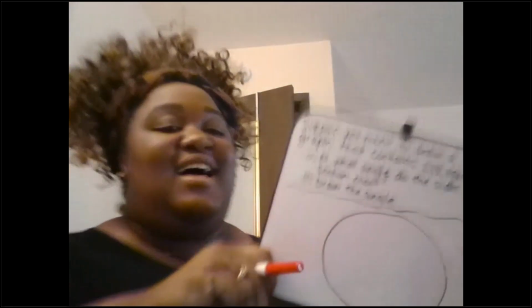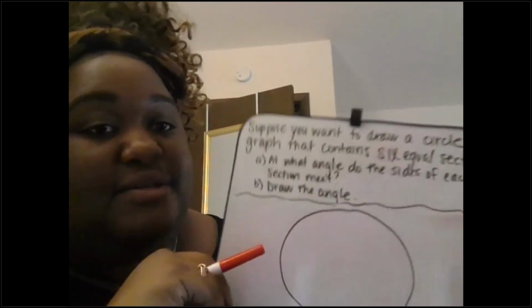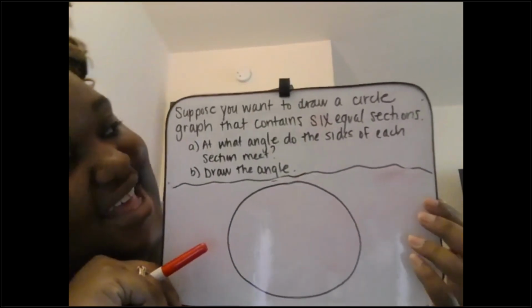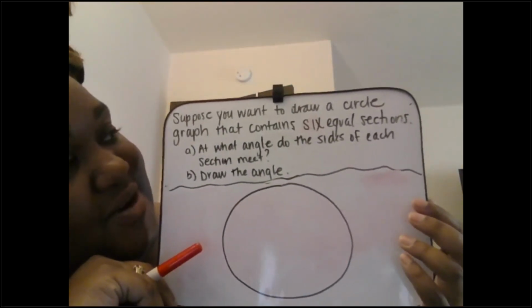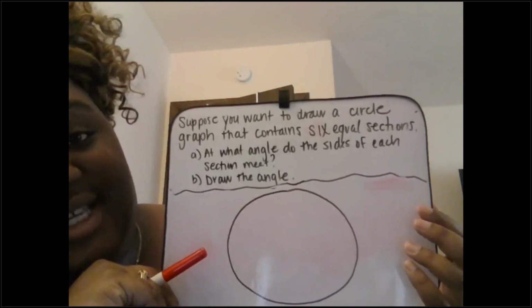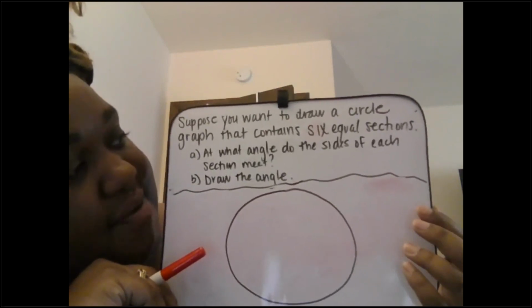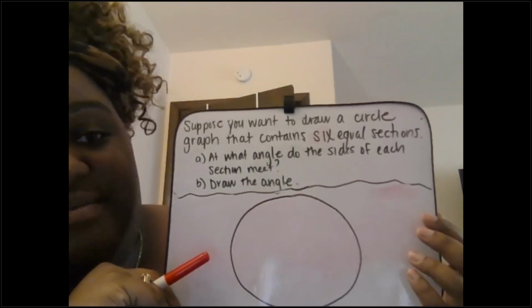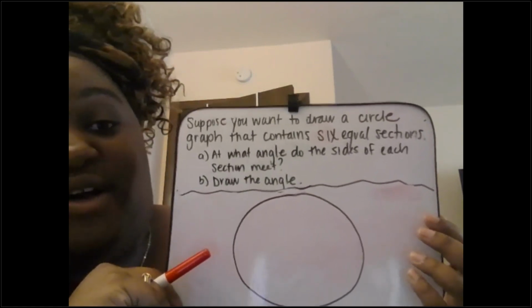Okay, so let's see here. Hopefully you can see this. I have a whiteboard here. So the problem is saying, suppose you want to draw a circle graph that contains 6 equal sections, and they want to know first at what angle the sides of each section meet, and then they want us to draw that angle.